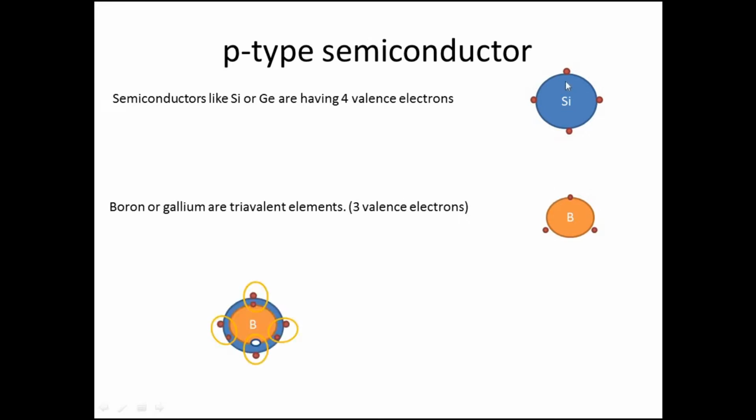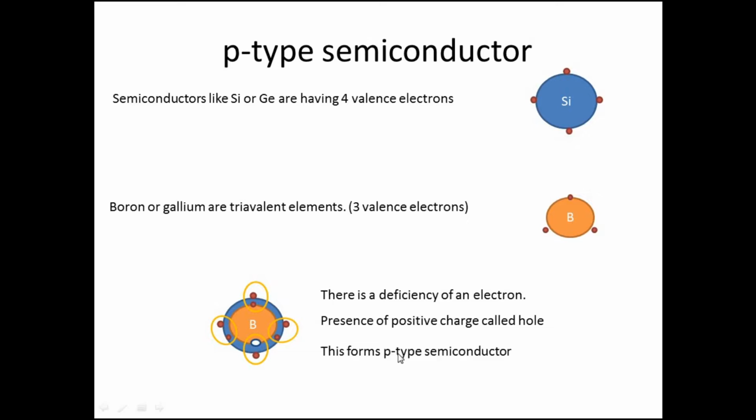If you add this, these 3 will combine with 3 of the silicon, and in order to form the covalent bond, there is a need for an additional electron. There is an absence of an electron, which creates a deficiency of electron, that is, a deficiency of negative charge, or absence of negative charge, which means a positive charge. The presence of positive charge is called a hole. So it is an absence of a negative charge, or absence of an electron. It is a positive charge called a hole.